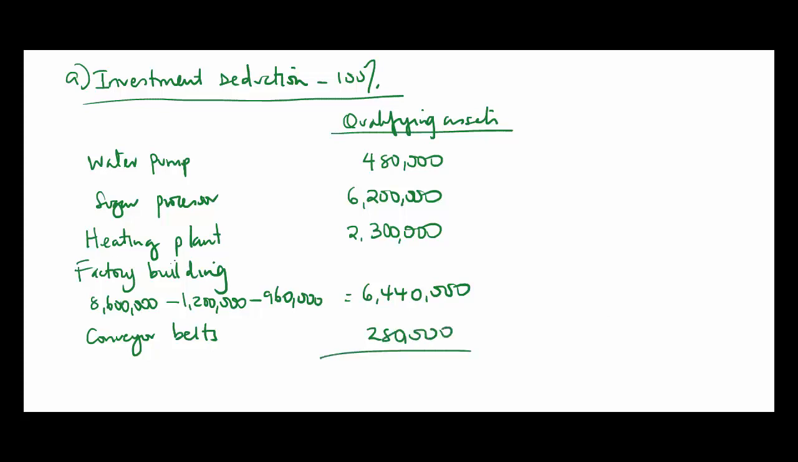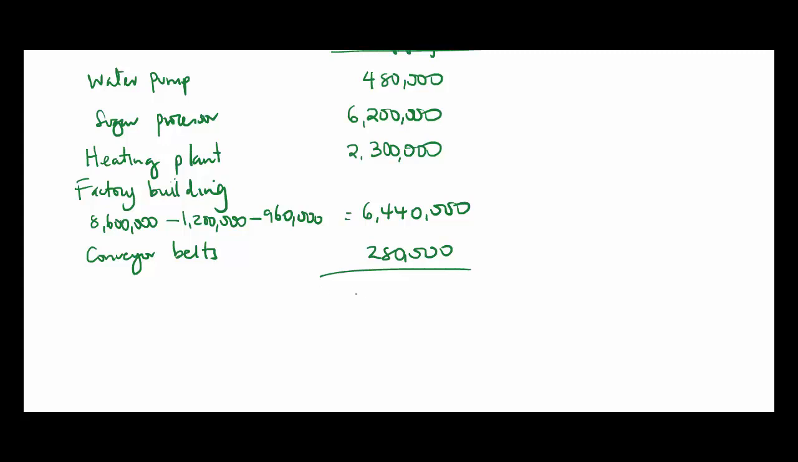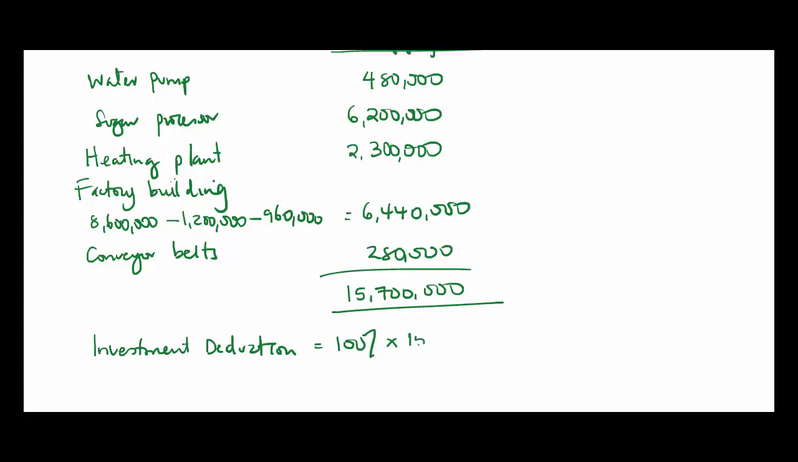So let's add all of these up and see what they are totaling up to. We are getting 15.7 million. And we are seeing that the investment deduction is at 100% of the 15.7 million, which basically gives you 15.7. Okay. We are done with that.